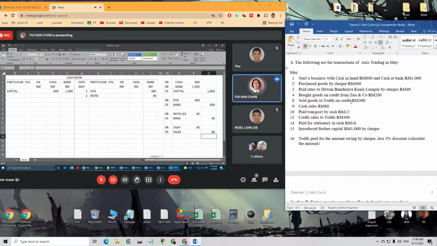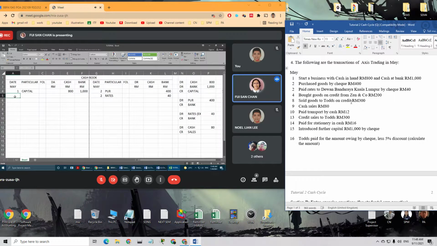Okay. So then we come to the debit side. So this is on the 9th, right? You're telling people that we have a cash sale and we receive a million in cash. So put it under the cash column, yeah? Okay? And next, number 10, paid transport by cash.